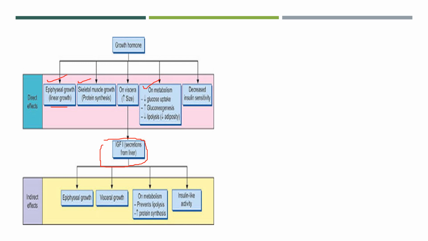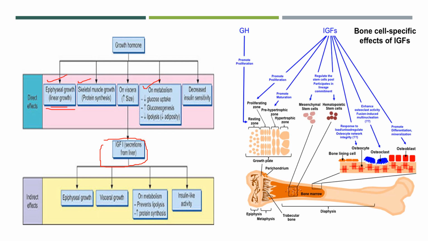First come to the epiphyseal growth or linear growth of the bone. The most striking and specific effect of growth hormone is the stimulation of linear growth, which occurs due to its action on the epiphyseal cartilage of long bones. We can see this is the epiphyseal cartilage of the long bones, a growth plate. If there is proliferation of this area, the length of the bone will increase.